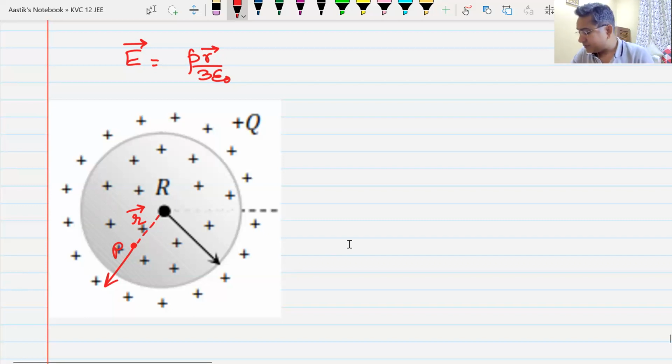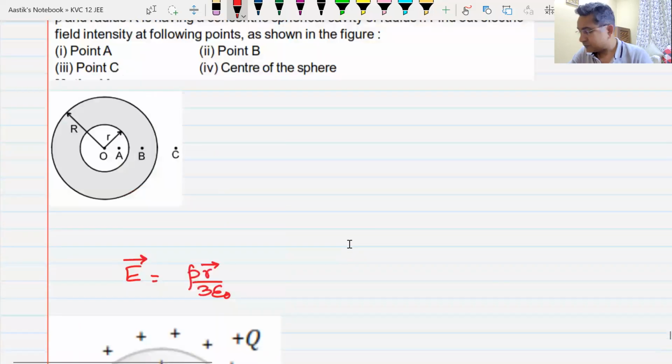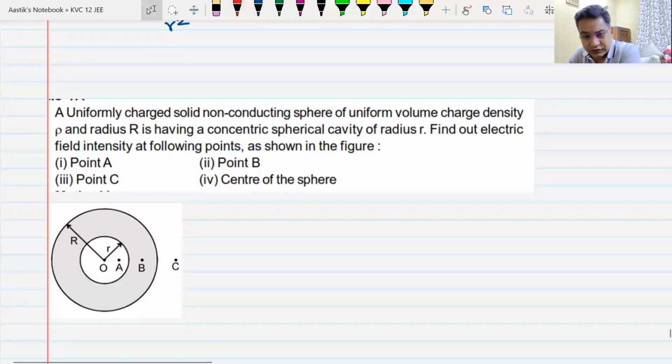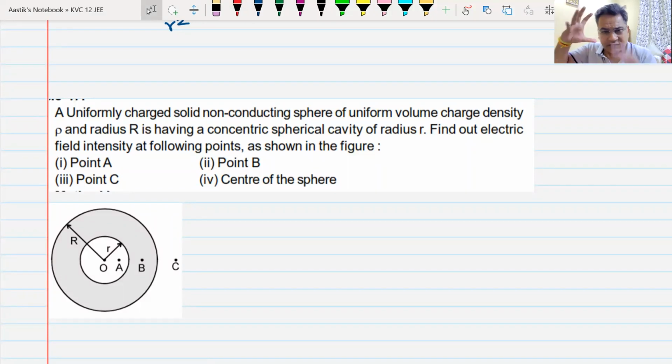Whenever you get a problem in which you have a hole, and I told you, you will get problems where you have a hole. I gave you a problem, na? Disk with a hole. And I told you how to find out the electric field due to a hole. Yes or no? Do you remember it?